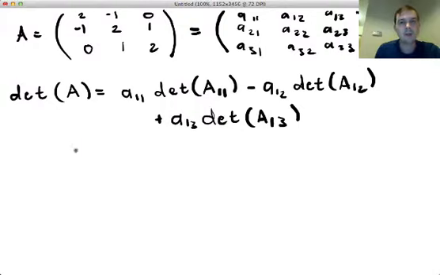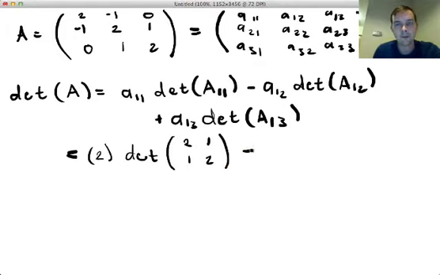So let's go ahead and just plug in numbers now. So this is my formula. I write out the abstract formula and then I just plug in numbers. So A11 is 2, and I have the determinant of the matrix obtained by removing the first row and first column, and that's going to be 2, 1, 1, 2. Now I have minus A12, which is -1, times the determinant of the minor of A12.